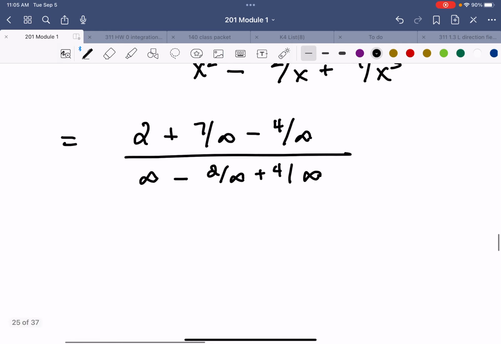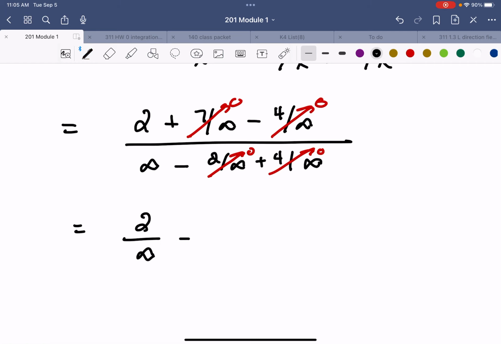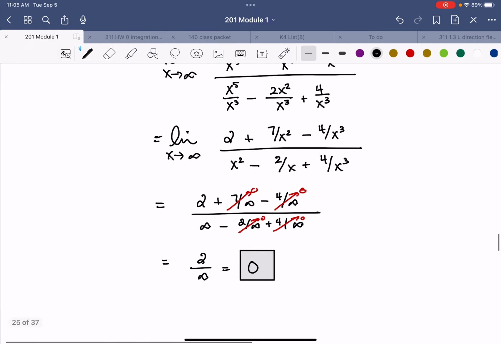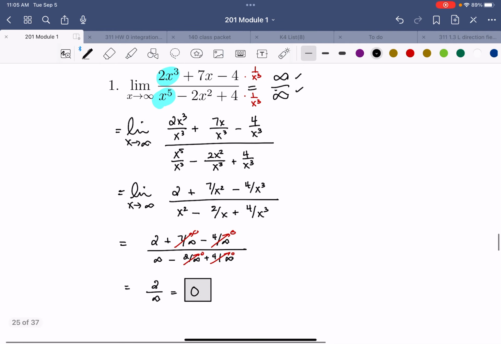All right, once we've done that, we know that all of these fractions are going to go to 0. And we're going to be left with 2 divided by infinity, and 2 cookies shared with everyone in the world is still 0. Okay, now maybe you can start to make some connections and guesses about when we're going to get which type of answer, but we'll hold on to that for the next class.